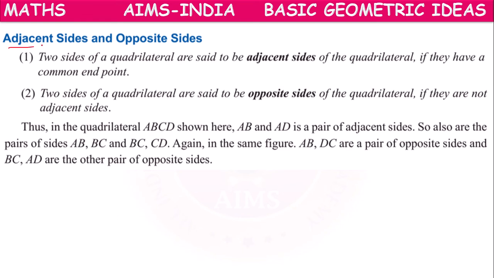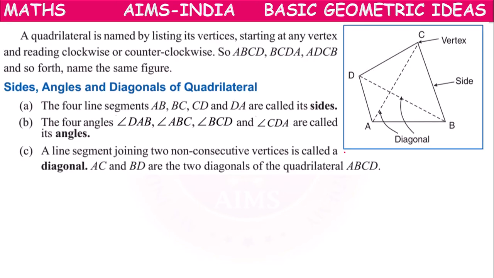Next one. Adjacent sides and opposite sides. So here, if you compare this side AB and side BC, they have a common endpoint. This side 1 and side 2 have a common endpoint. So AB and BC are considered as adjacent sides.